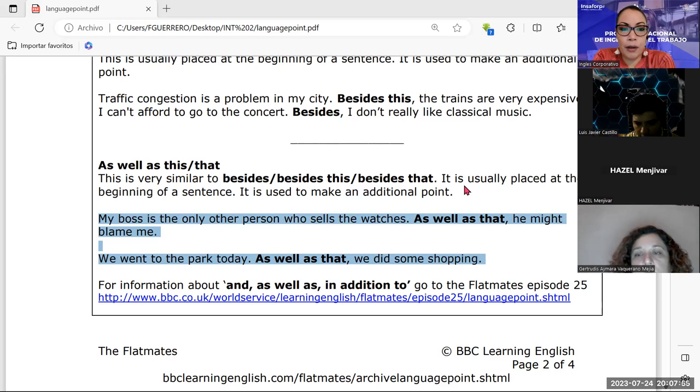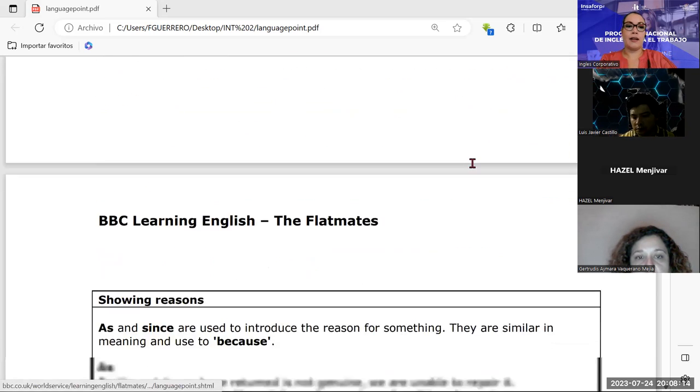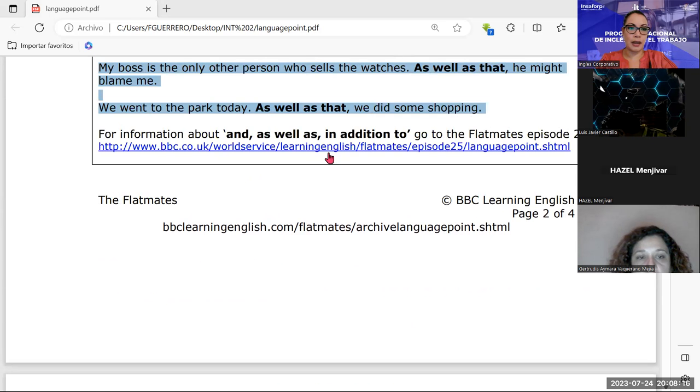My boss is the only other person who sells the watches. As well as that, he might blame me. We went to the park today. As well as that, we did some shopping. Those are two examples, and you can also have more information by visiting this website.